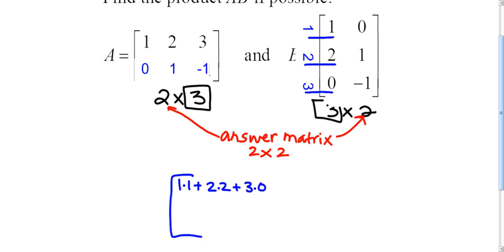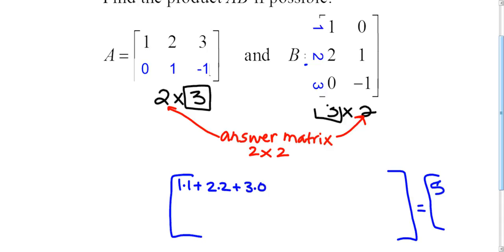That is going to give me a number, and I know you can simplify that. When you simplify that, you get the number 5. So I've done row 1 by column 1. Now I want you to think of distributing that row through the second matrix. So I'm going to move this row over, and now I'm going to do the top row and the second column.